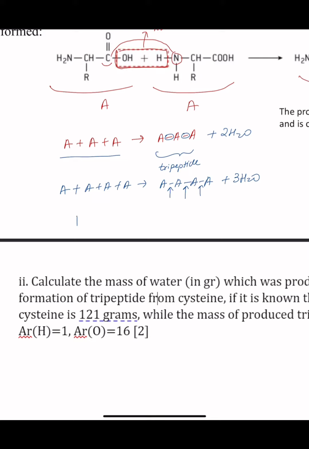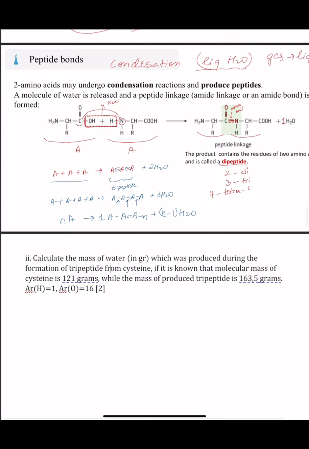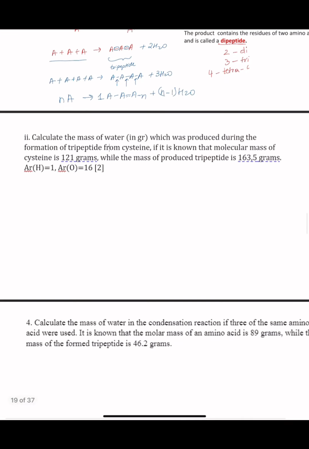The generic formula looks like this: n amount of A gives you 1 mole of A dash n, and this would be n minus 1 of water. Okay, so now let's do our question.